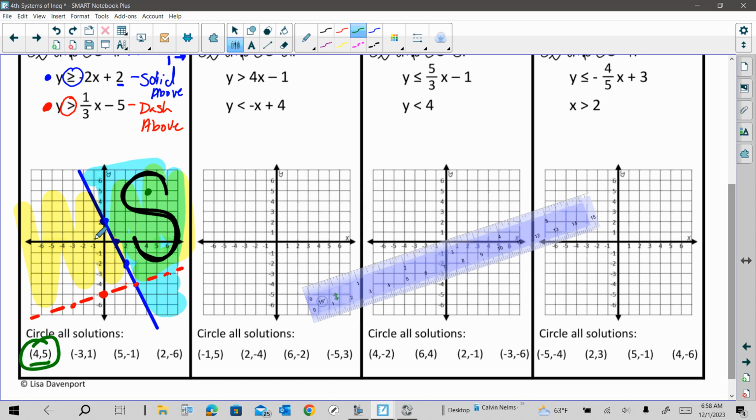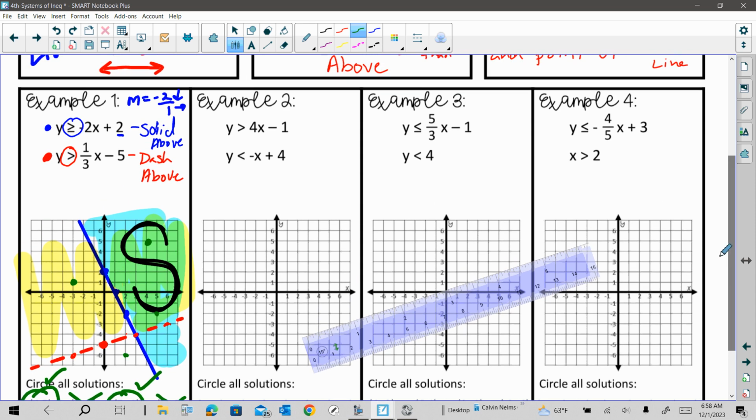A (-3, 1) is not in the overlapping, so this does not work. If I do (5, -1), that is in the overlapping. And then (2, -6), not in the overlapping. So we only have 2 solutions, or 2 points that are actually solutions from our set here, but there are many points that would work, but those are the 2 that we're going to use for our example.